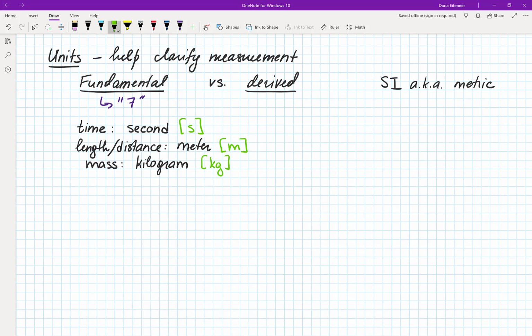Most of the units that we're going to be dealing with in this class are going to be a combination of these 3. That's what I mean when I say derived units. They're based on these 3. For example, the unit of speed is meter per second. We'll talk about that too. Meter per second is a derived unit. It's based on meters and seconds. So that's what we're going to use mostly.